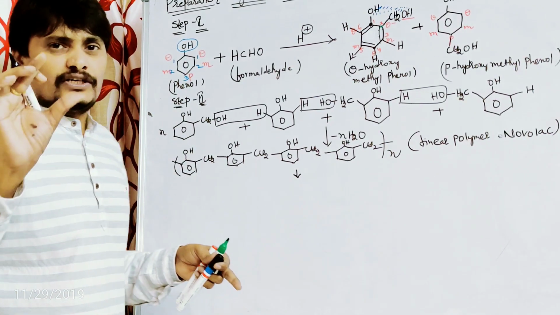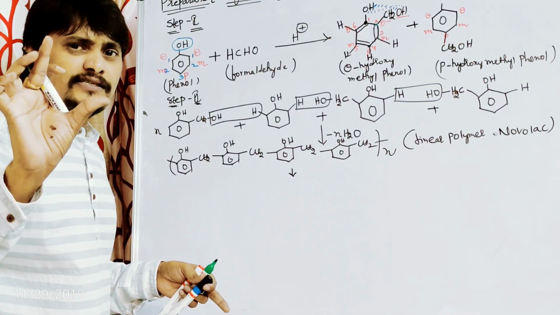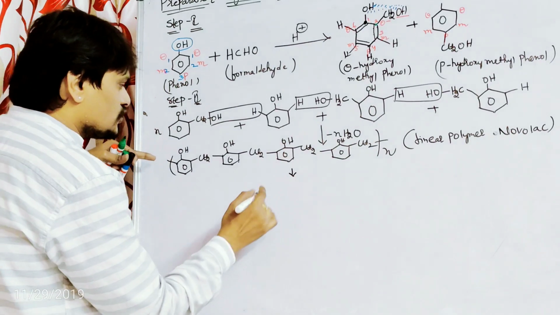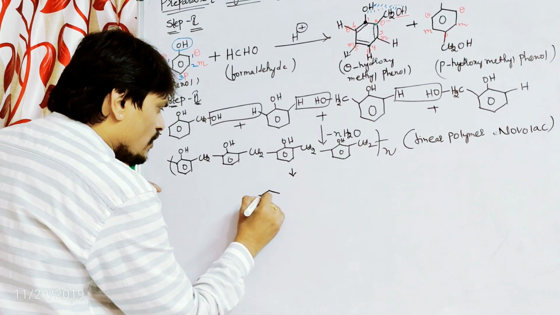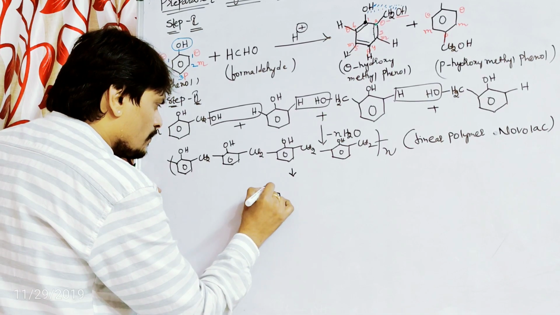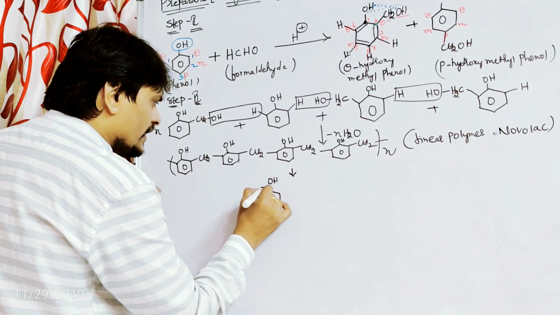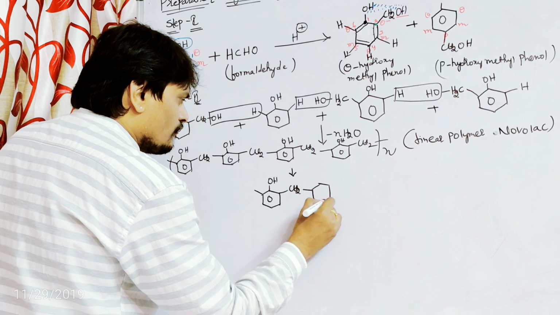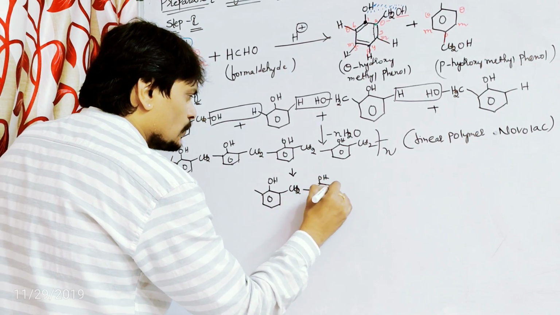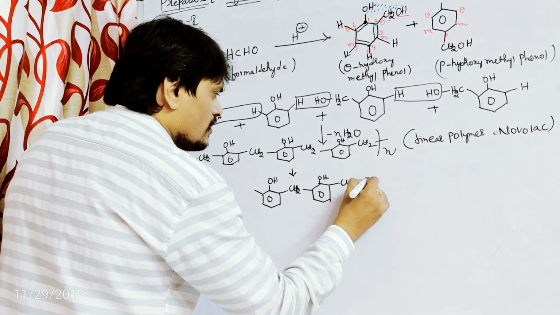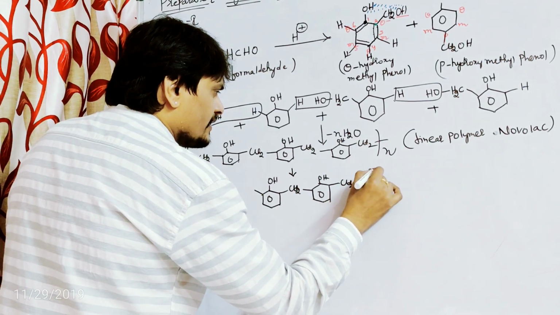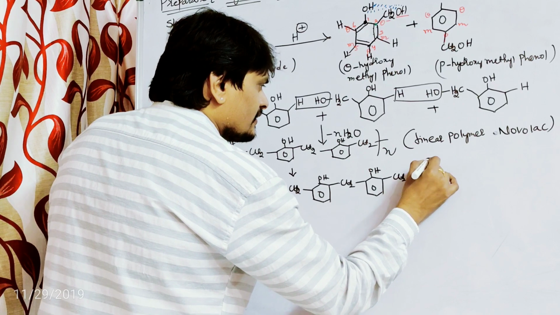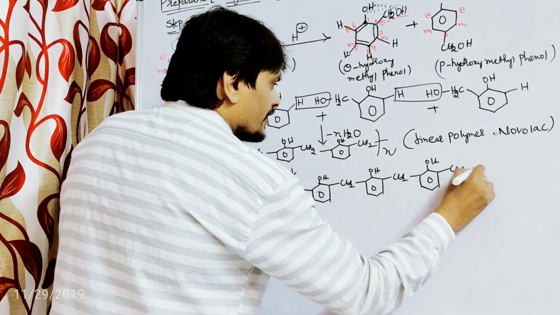Now, for getting the structure of the Bakelite, what you need to do is simple, students. Write down the linear polymer Novolac. So what is present, students? Phenol. There should not be any ambiguity. Only phenol followed by CH2, phenol followed by CH2, and so on.